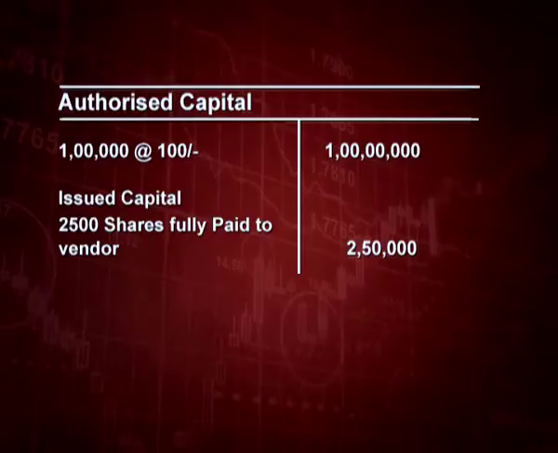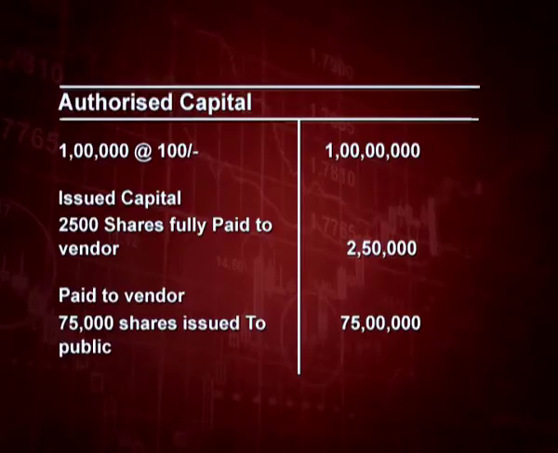First of all, we will show separately those 2500 shares which are issued as fully paid to vendors, 2500 into 100, that is 2,50,000, and the remaining 75,000 shares issued to public at the rate of 100, 7,50,000. No, it is 75 lakhs, because 75,000 into 100 makes it 75 lakh.